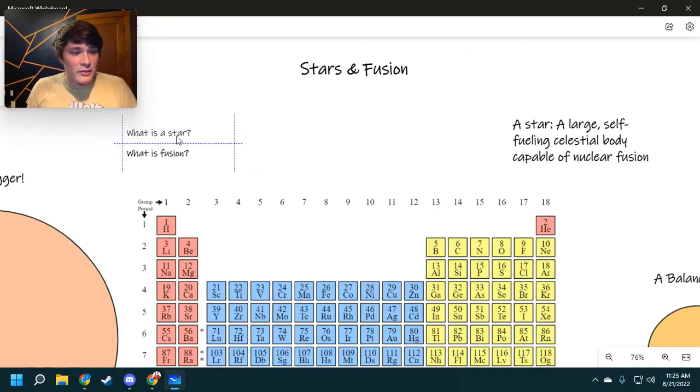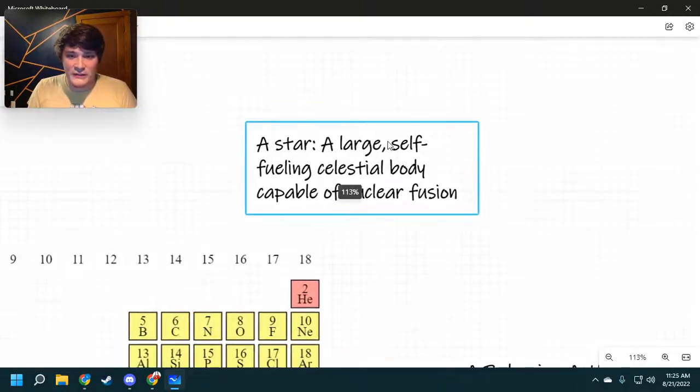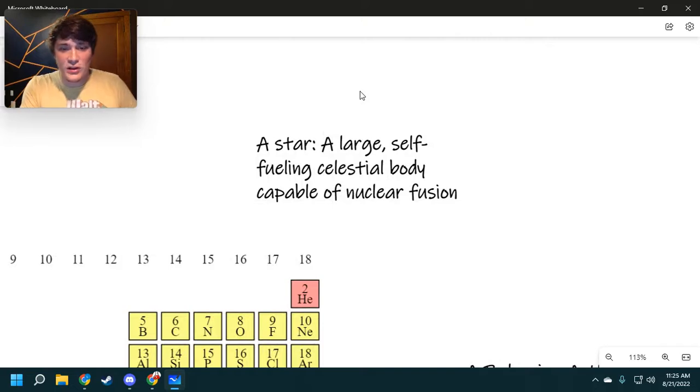What we're going to be talking about in this video specifically are two main points: what is a star and what is fusion? The first part is very easy. A star, I've got a definition right here for you. It's a large, self fueling celestial body capable of nuclear fusion. Now, you might not know what that term nuclear fusion means, but that's what this video is for.